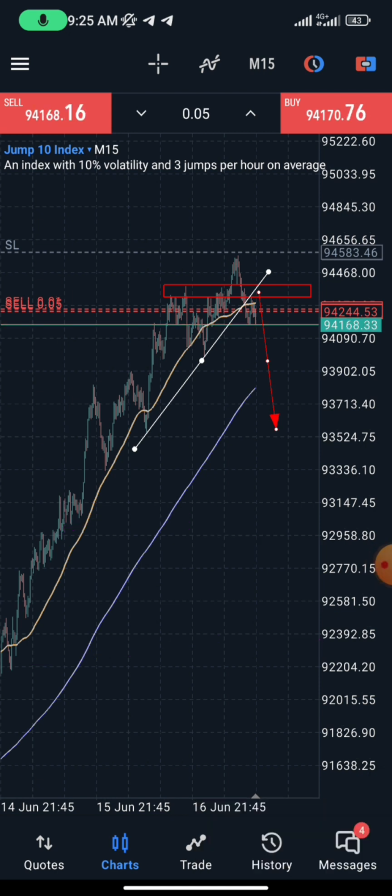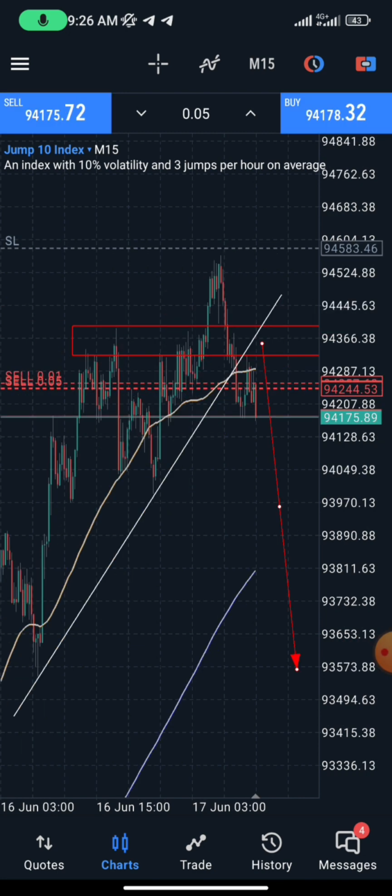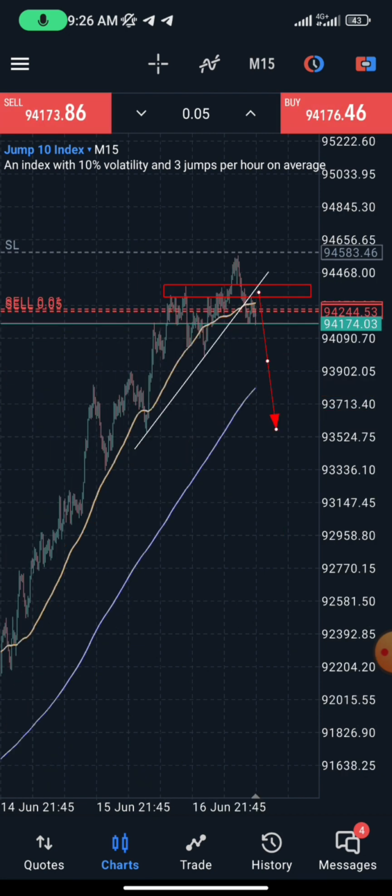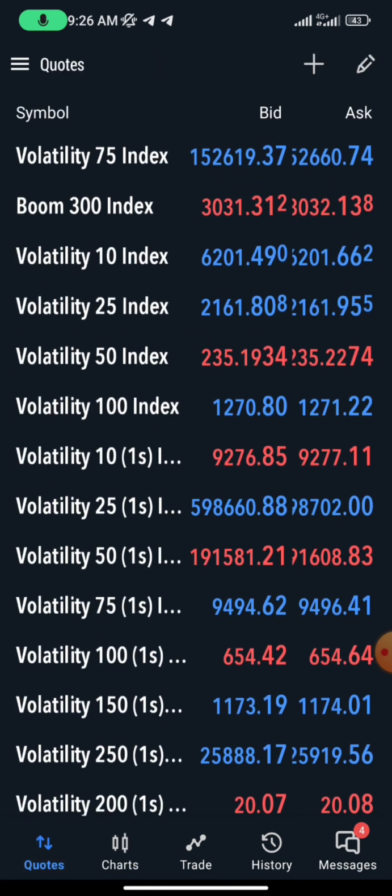This is about the Jump 10 index, right? So that's about Jump 10 index. This is how you find a high probability trade to take. Now let us check on the other pairs here.